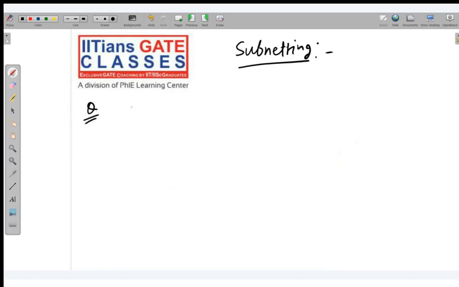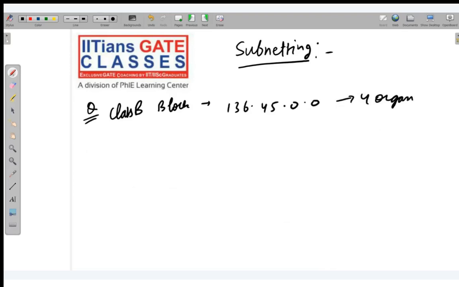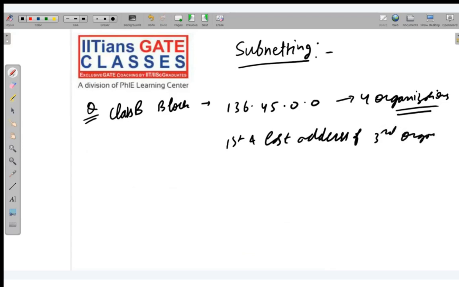So let us take an example. I'm saying that we have a class B block, and its starting address is 136.45.0.0, and this is distributed among four different organizations. Now I want to find the first and last address of, say, the third organization. What will you do?